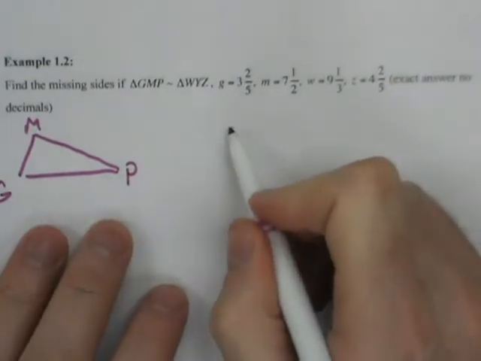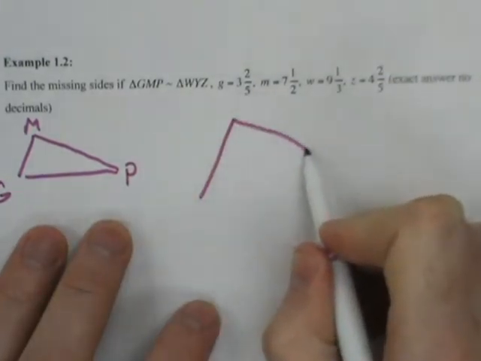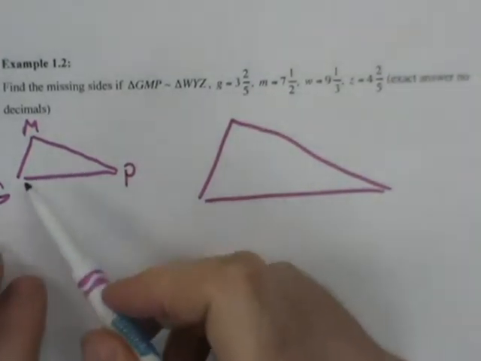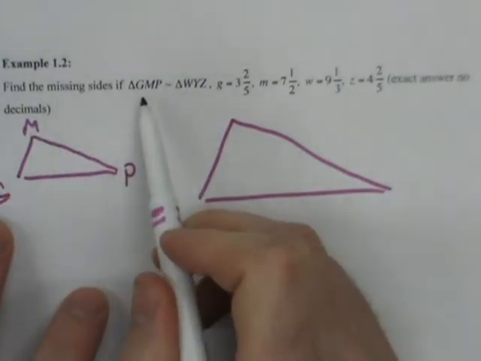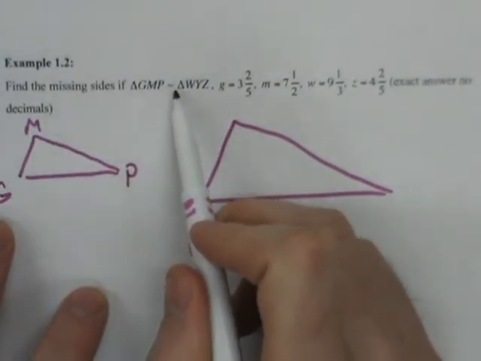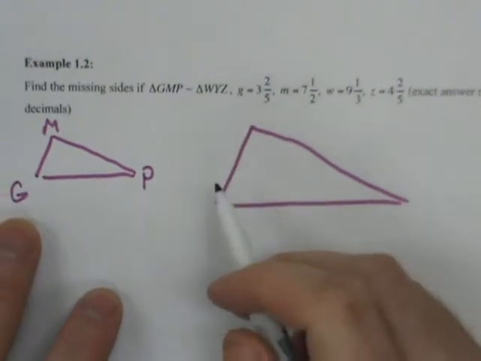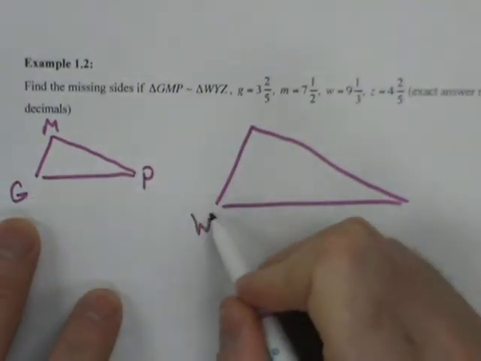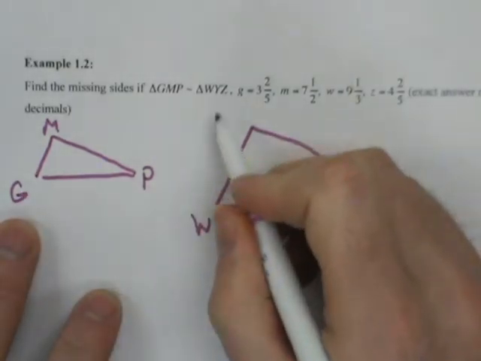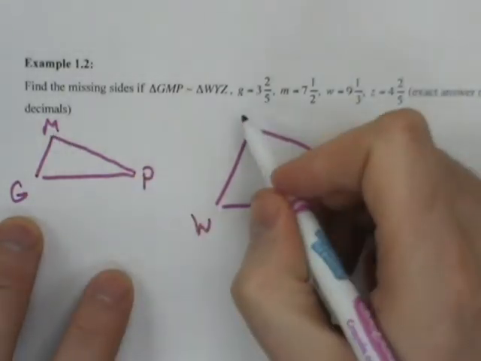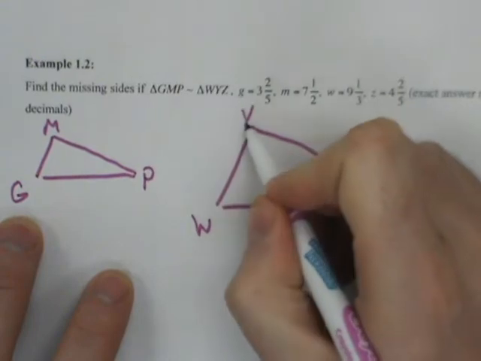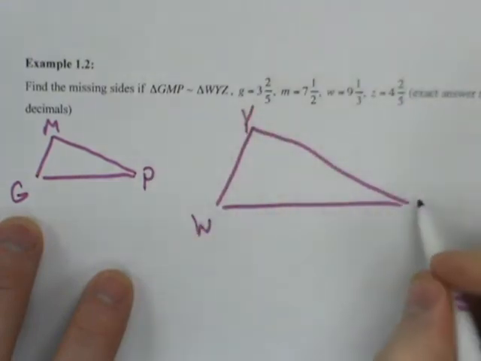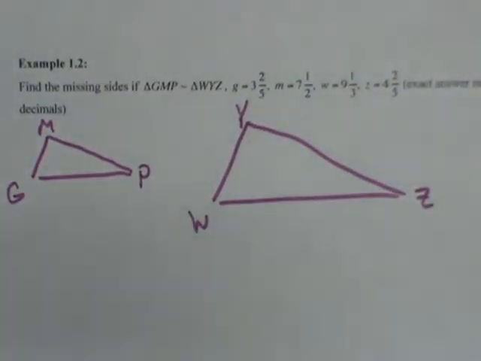And when I draw the second triangle, it has to be oriented the same way, meaning that if this goes GMP, and the problem says that triangle GMP is similar to WYZ, I have to label it in the exact same order. So I'm going to go W, because G was first, W's first. M was second, Y is second. You have to follow that exact order, and then obviously this would be Z for the last side.